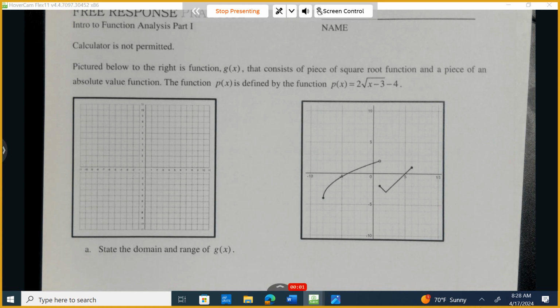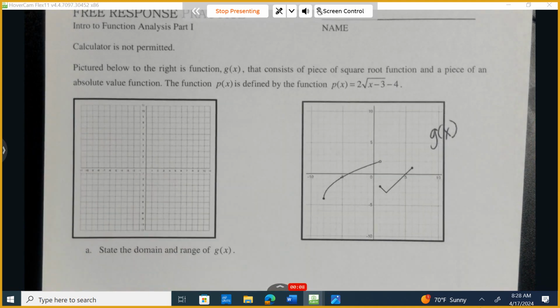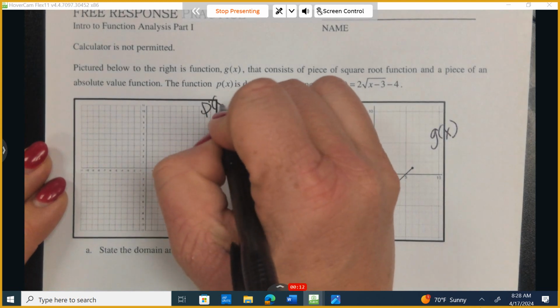The picture below to the right is function g of x. So this is g of x. I'm actually just going to write that in. And now we're going to graph this off to the left, and this will be my p of x. So this is going to be function p of x.